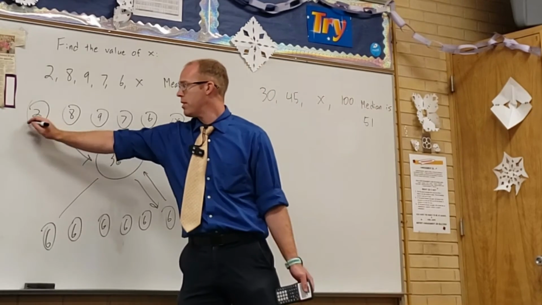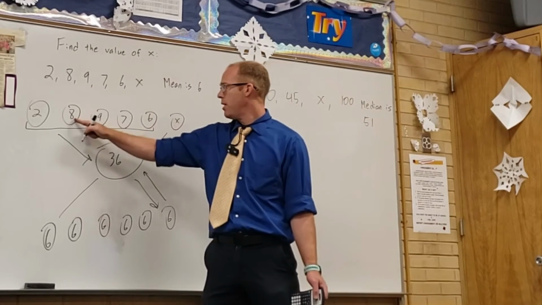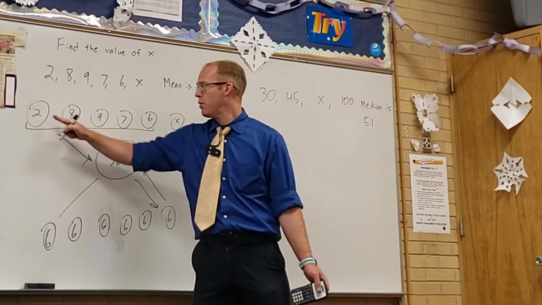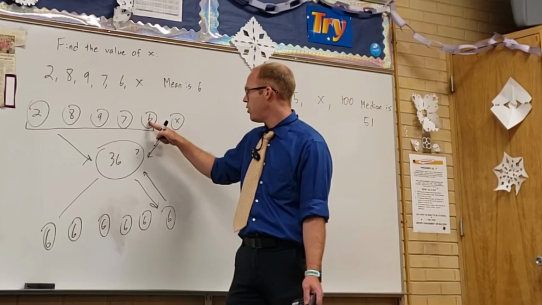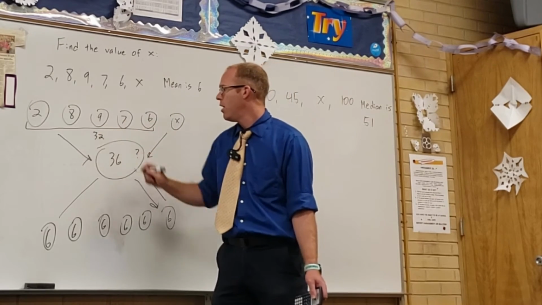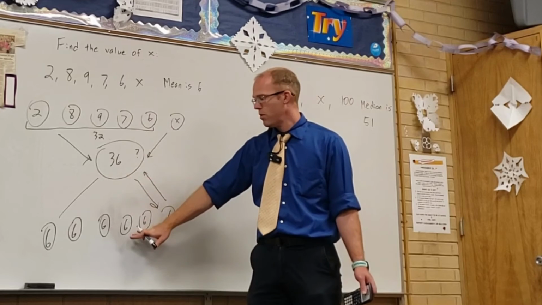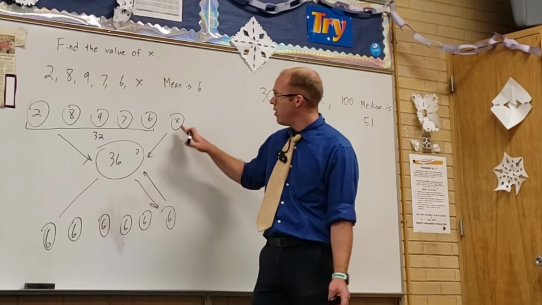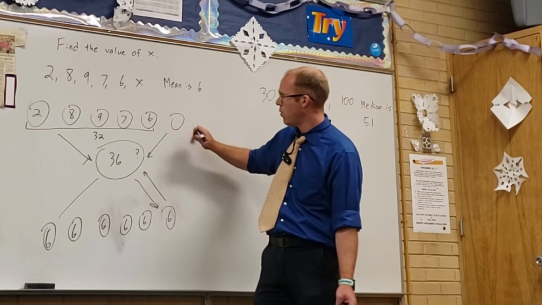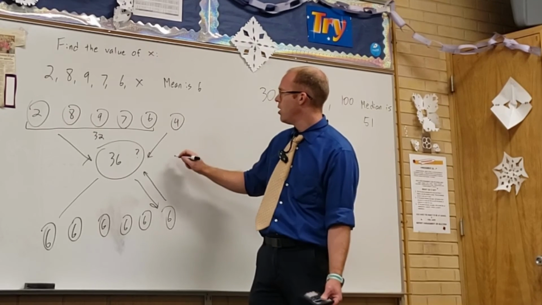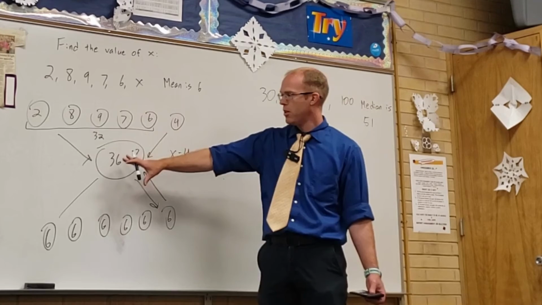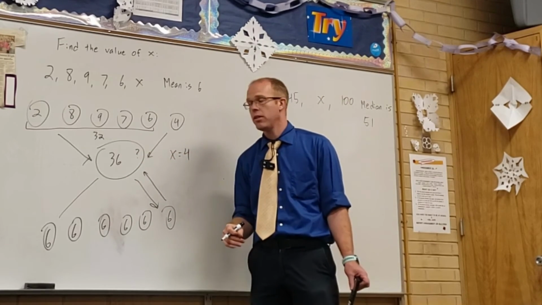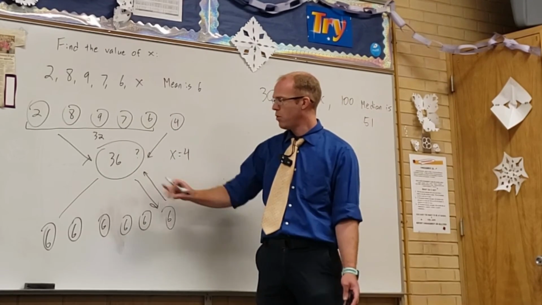So let's figure out what these add up to. 2 plus 8 plus 9 plus 7 plus 6. So we get 2 plus 8 is 10, 19, 26, we get 32. So there's 32 here. And we need to get to 36 in order to be able to divide them out this way. So there must be 4 left in this pile. So our x has to be 4. I love this picture. We can do it algebraically as well, but I like having this visual right here.